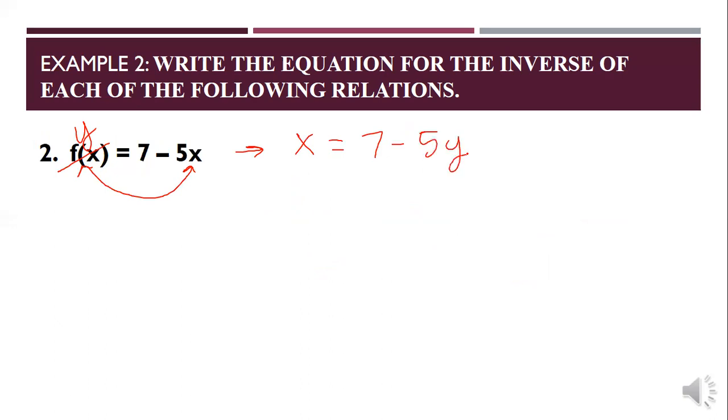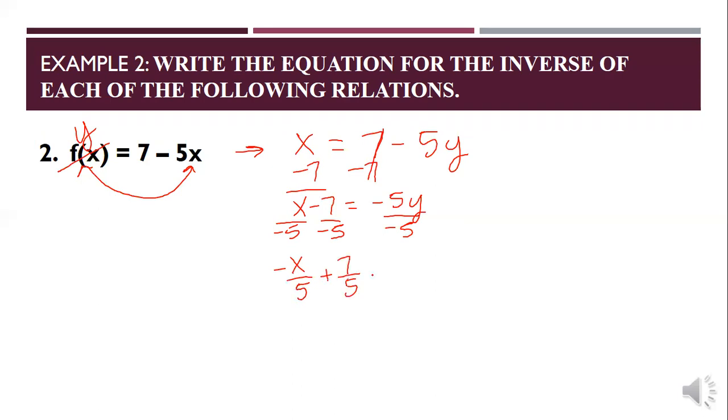Use my inverse operations. Subtract 7 because it's positive. And I'm left with x minus 7 equals negative 5y. I'm going to divide by negative 5. And again, I'm dividing all terms by negative 5. And that's going to leave me with negative x fifth plus 7 fifths equals y. And the reason why it's plus is because a negative divided by a negative is a positive.